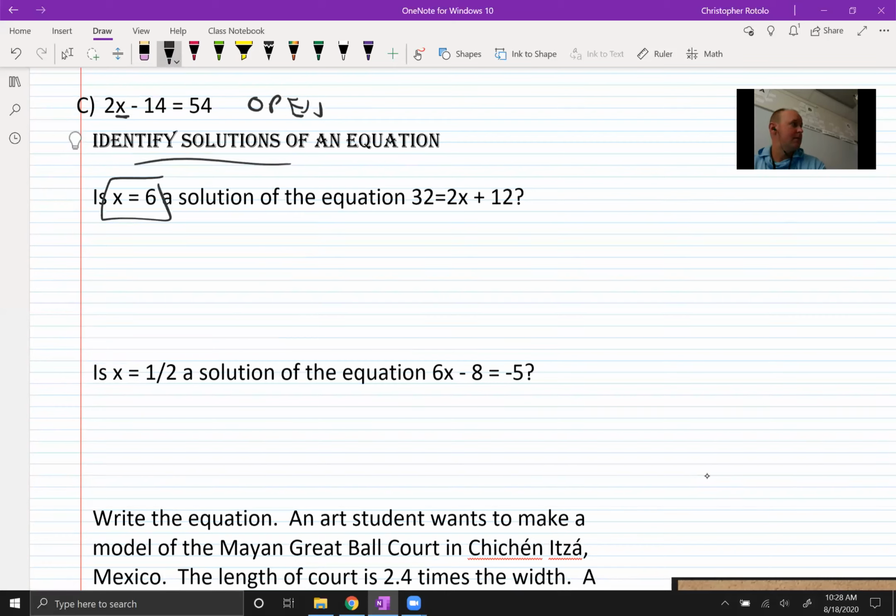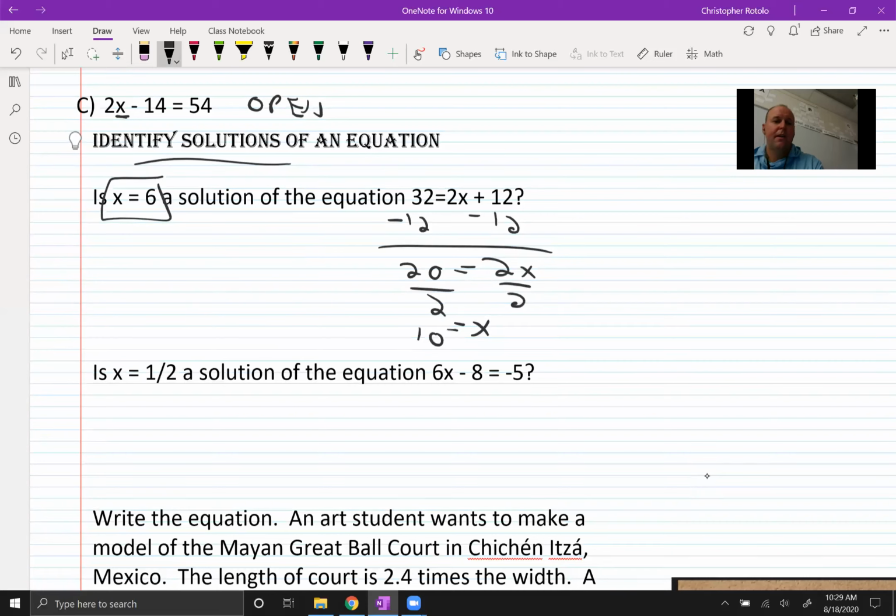So if x is 6, this is what we just did. So I feel pretty confident that you guys are going to be okay. So is the solution to the equation 6? Well, let's solve it. Subtract 12 and subtract 12. So 2x equals, dun, dun, dun, 20, divided by 2, divided by 2. X turns out to be 10. So is x equals 6 a solution? No, that can't be. You know why? Because it's 10. That's why.